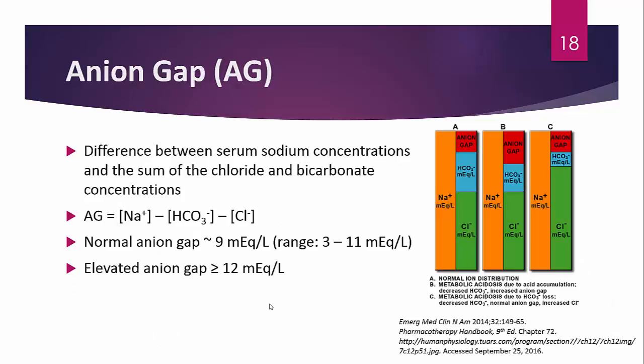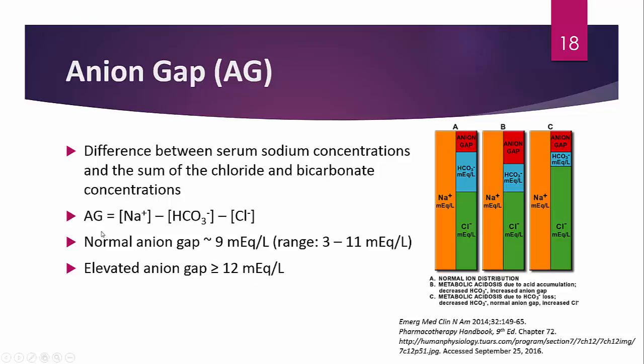So first of all, we need to talk about what an anion gap is. An anion gap is the difference between the serum sodium concentration and the sum of the chloride and the bicarbonate concentrations. Put in a mathematical equation, it is your sodium concentration minus your bicarb minus your chloride. For patients who have normal anion gaps, their anion gaps tend to be around 9 milliequivalents per liter, but that can range anywhere from 3 to 11 milliequivalents per liter. To be considered an elevated anion gap, it should be at least 12 milliequivalents per liter.